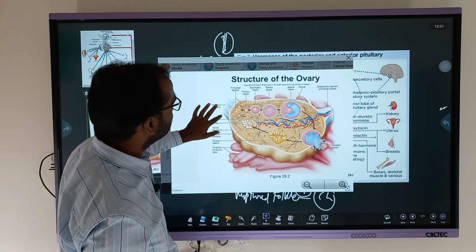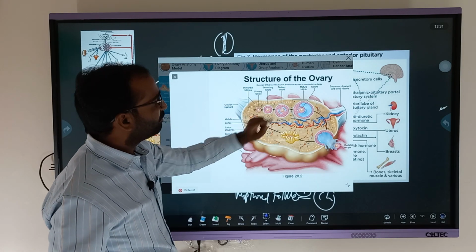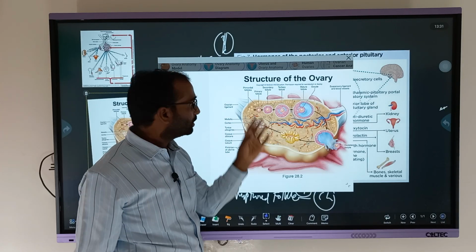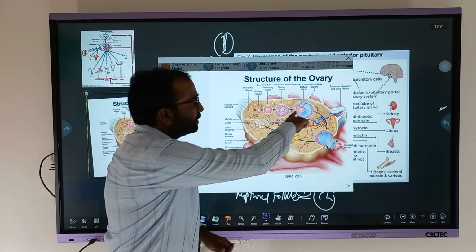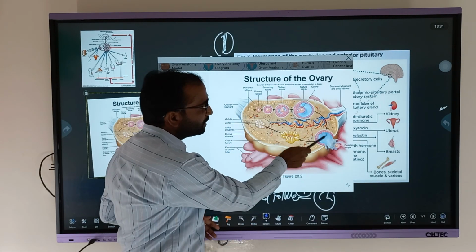This is the ovary section. If you observe, these are the follicles, and this is how they mature. Initially the Graafian follicle, or ovarian follicle, is smaller in size. Then while it is increasing, what's happening? The size of the follicle increases and it matures, then ruptures.